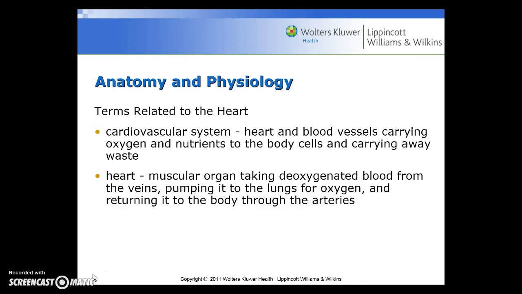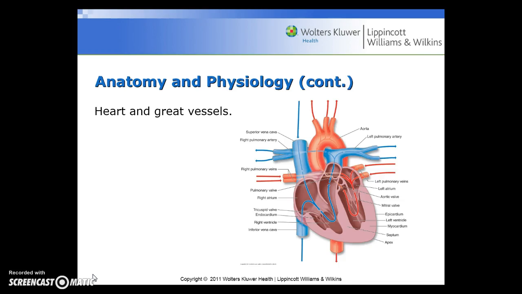Terms related to the heart: we refer to the cardiovascular system as the heart and blood vessels carrying oxygen and nutrients to the body cells and carrying away waste. The heart is the muscular organ taking deoxygenated blood from the veins, pumping it to the lungs for oxygen, and returning it to the body through the arteries.